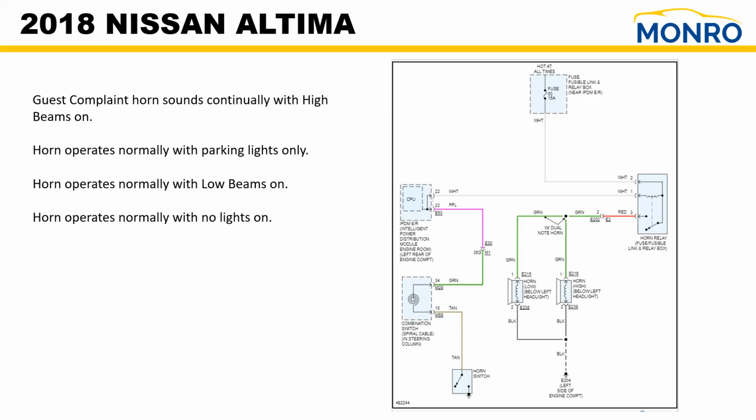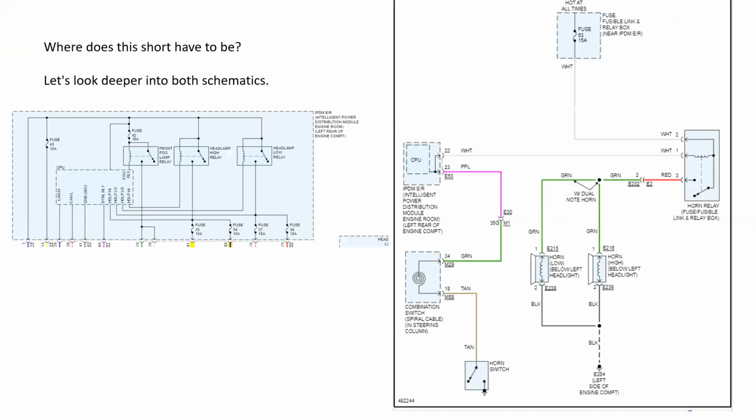But the one thing that we do notice is when the horn is operating normally, when we honk the horn, the high beams also come on. So where does that short to power have to be? Let's look deeper into both of the schematics.